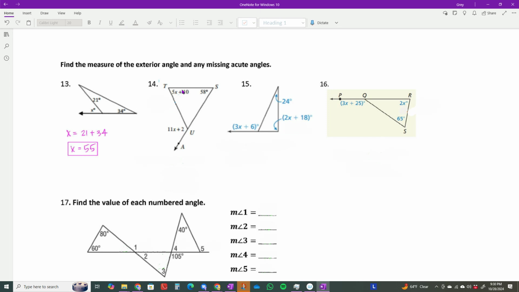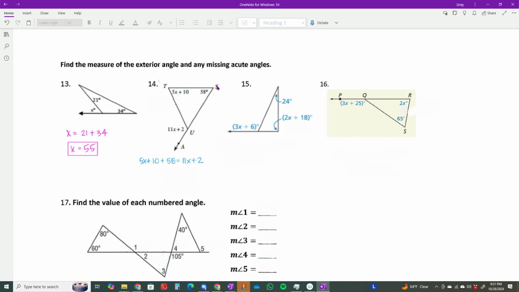Number 14. All right, my exterior angle is 11x plus 2. My two remote interior means they don't make a linear pair with that exterior one. So that means that 5x plus 10 plus 58 is equal to 11x plus 2. So I'm going to combine my x's on the right side.